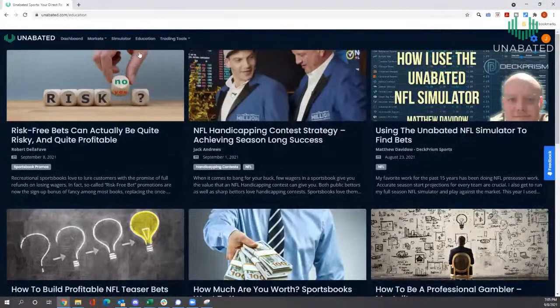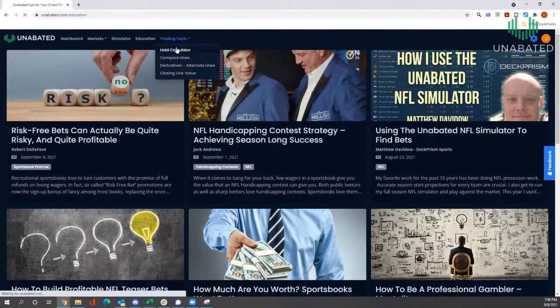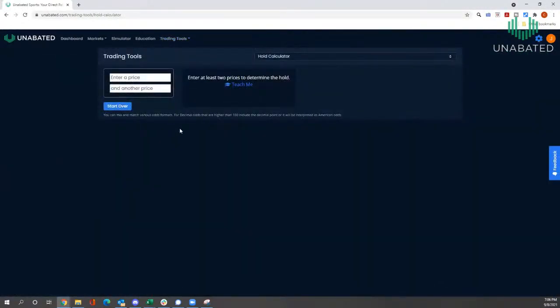And the next part that I'm going to show is our trading tools. And this is a very popular part of our site. Let's just get right into it. I'll start with the hold calculator. This is a pretty basic one. This is something that you find in a lot of different places.